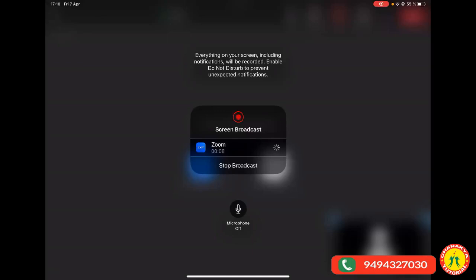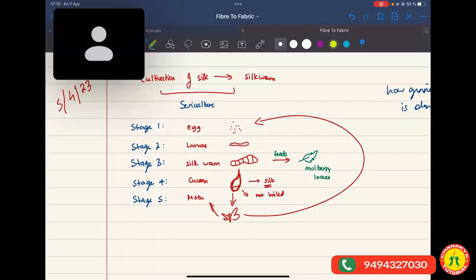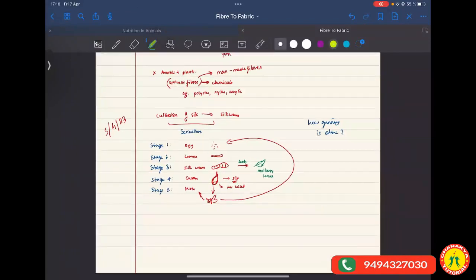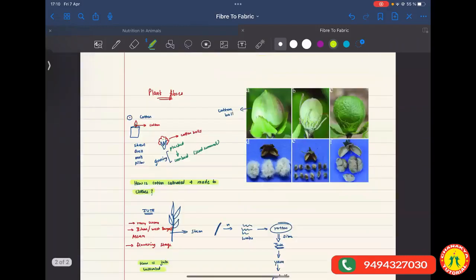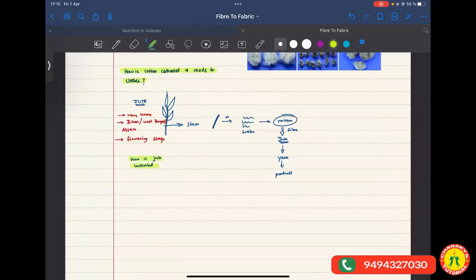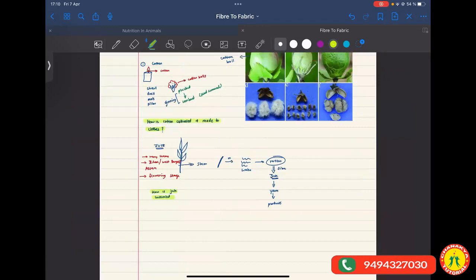Fiber to fabric is what we are seeing right now, right? Yes, ma'am. So in last class, we saw about the two natural fibers that we get from plants. All right, so we saw about jute and cotton. Now let's revise a little about jute.